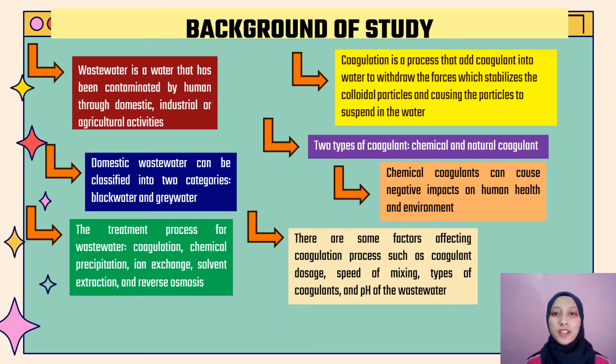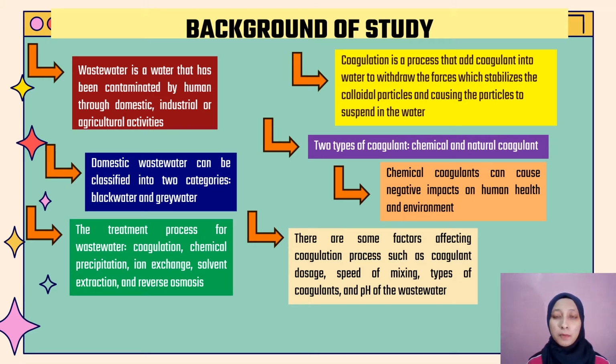First, wastewater is water that has been contaminated by human through domestic, industrial, or agricultural activities. Wastewater contains pathogens that can give bad impact on human health. Next, domestic wastewater consists of two types, which is black water and grey water. The main difference between grey water and black water is black water contains higher organic loading compared to grey water.